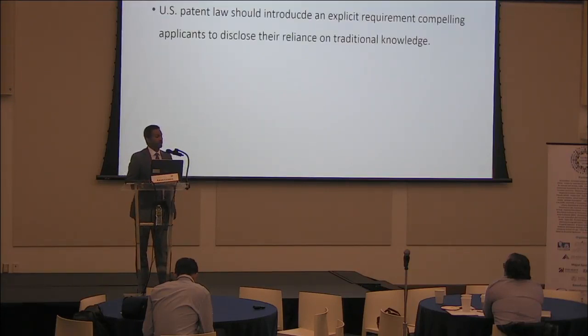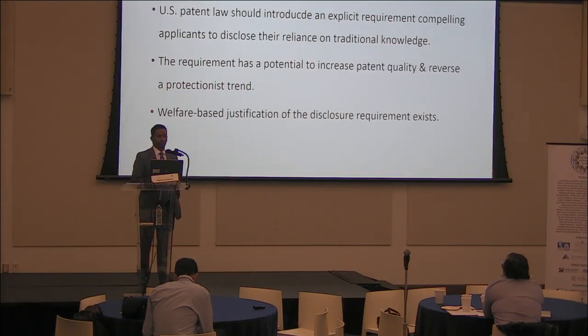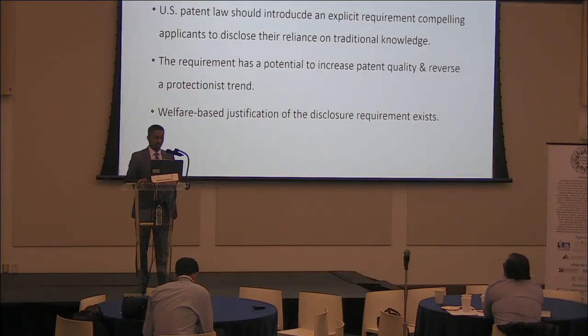The key arguments that I try to make in the paper are, one, US patent law should introduce an explicit requirement compelling applicants to disclose their reliance on traditional knowledge, for two reasons. One, I think the requirement has the potential to increase patent quality, that's the quality of patents that are granted. And two, the requirement has the potential to reverse what I call a rising protectionist trend. This is a trend where source communities are increasingly introducing restrictions on access to traditional knowledge and genetic resources, and I think that's inefficient. The third contribution I would like to make is to develop a welfare-based justification for the disclosure requirement, to complement what I think is the predominant justification, which is based on equity and distributive justice. I think the welfare-based argument is important to draw in different stakeholders that are not coming to the table when we're talking about equity and distributive justice.